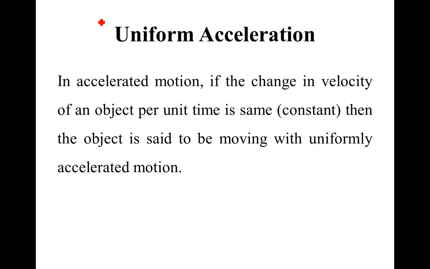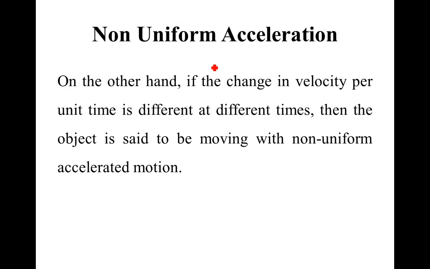In acceleration, you have two different types: uniform acceleration and non-uniform acceleration. Uniform means the same value. The velocity changes with respect to time, and if this change in velocity is the same for the whole period of time, it is called uniform acceleration. If this change in velocity with respect to time is not the same for all periods of time, it is called non-uniform acceleration.